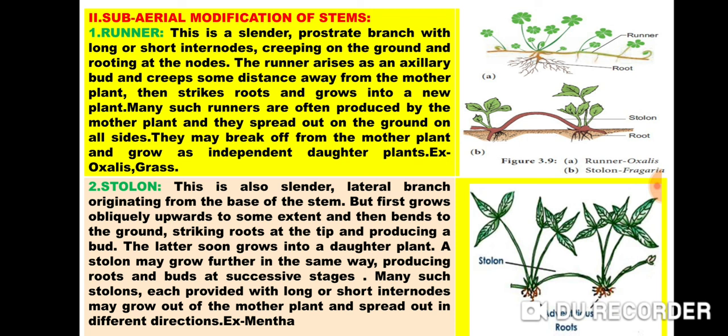A stolon may grow further in the same way, producing roots and buds at successive stages. Many such stolons, each provided with long or short internodes, may grow out of the mother plant and spread out in different directions. The best example is mentha.